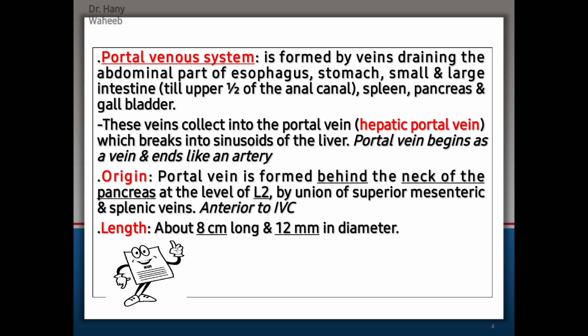An important fact about the portal vein and its tributaries is that the portal vein has no valves. This is very important in case of portal hypertension. The portal vein has no valves, so the blood could pass in either direction in the portal vein.